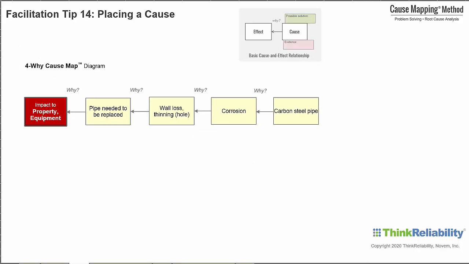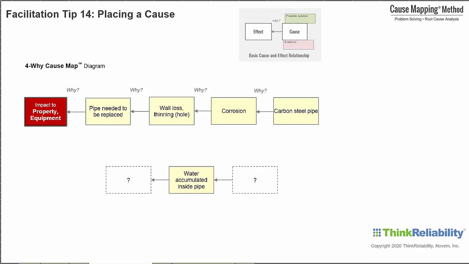So let's look at a specific example so we can start to apply those questions and see the process of working through placing a parked cause. We had an impact to property equipment because the pipe needed to be replaced because it was experiencing wall loss or thinning. There was a hole in the pipe. The hole in the pipe was due to corrosion because it was identified that it was carbon steel pipe. As we're going through our investigation, someone mentions that water had accumulated inside of the pipe. During the discussion, I wasn't sure where this fit, so I captured the information and I parked the cause to the side. Now I'm ready to place that cause.